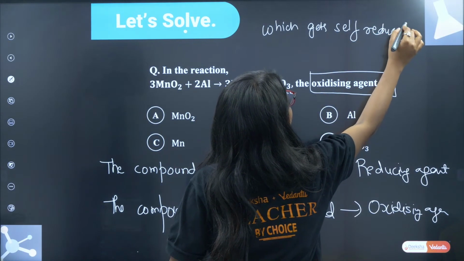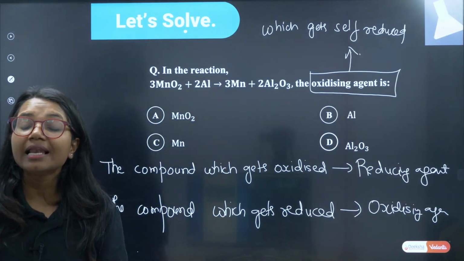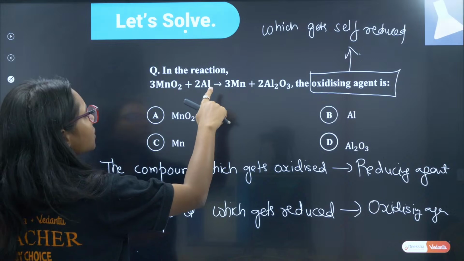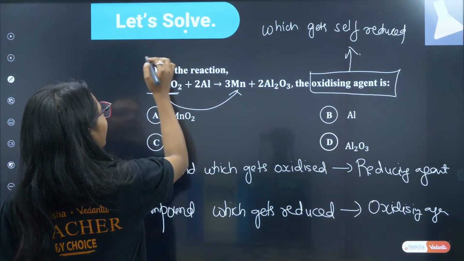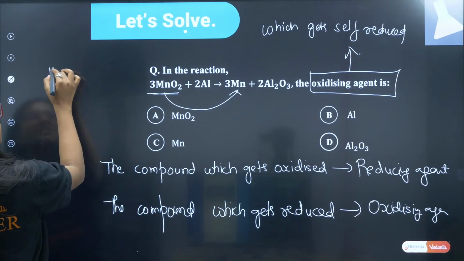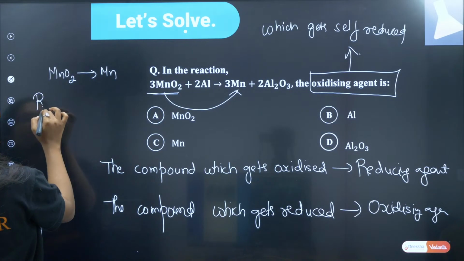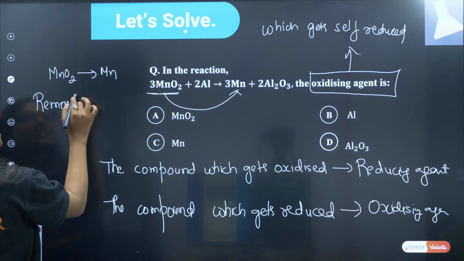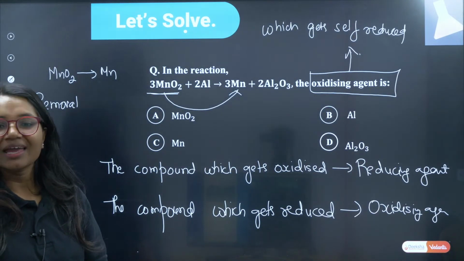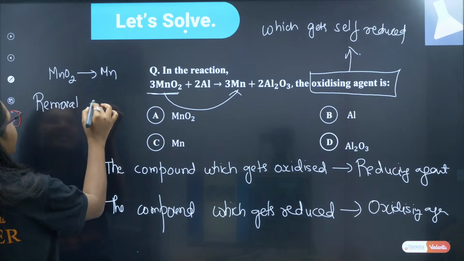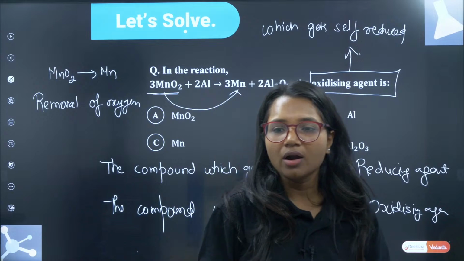Oxidizing agent means which get self-reduced. Who is getting reduced here? MnO2 is converting into Mn. Removal of oxygen. My dear students, do let me know in the chat box. Removal of oxygen is called what?